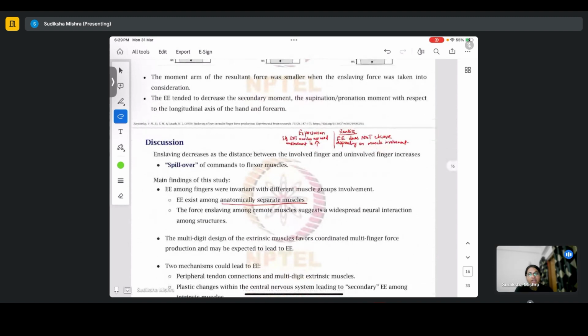So they finally conclude that the first conclusion was that the enslaving decreases as the distance between the involved and uninvolved finger increases, which is essentially probably looking to a spillover of the commands in the flexor muscle. This is a hypothesis. This is not proved in the paper.